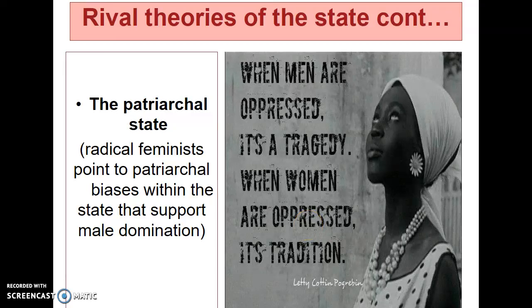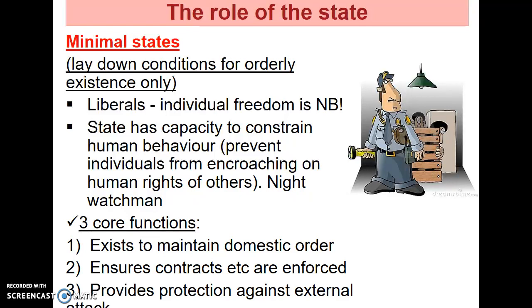I finished lecture 4.1 on the politics and the state with the rival theories of the state, looking at the patriarchal state. We'll now move on to lecture 4.2, which is still under the umbrella of politics and the state, by looking at the role of the state in societies. Exactly what does the state do for different societies?